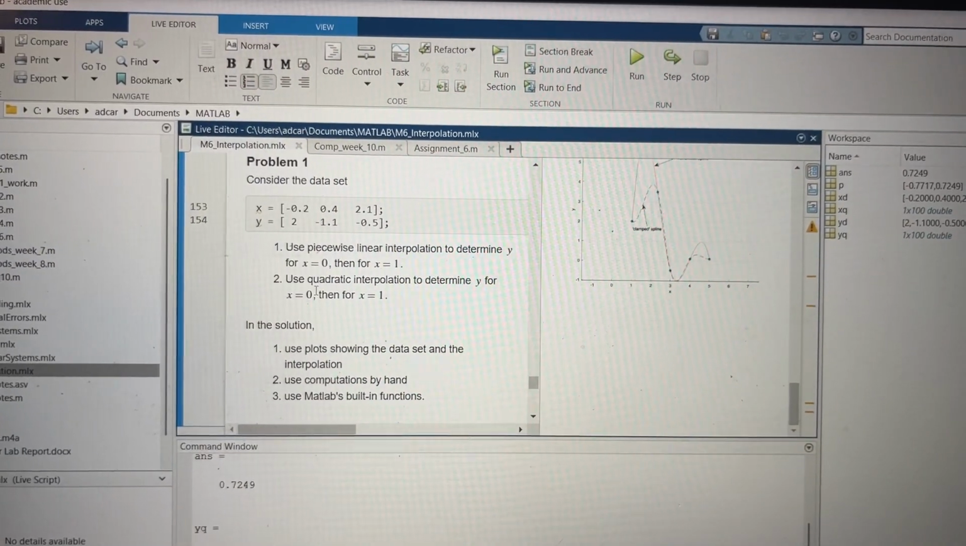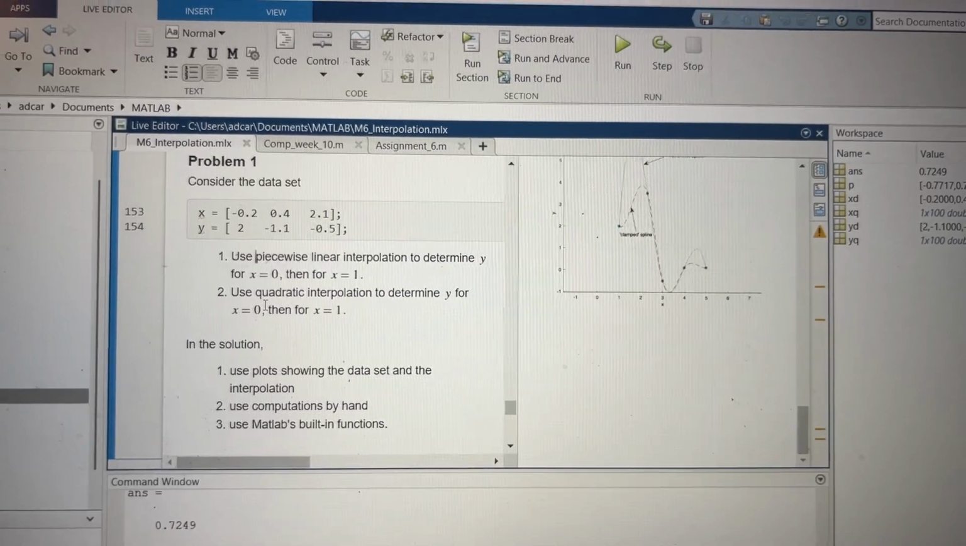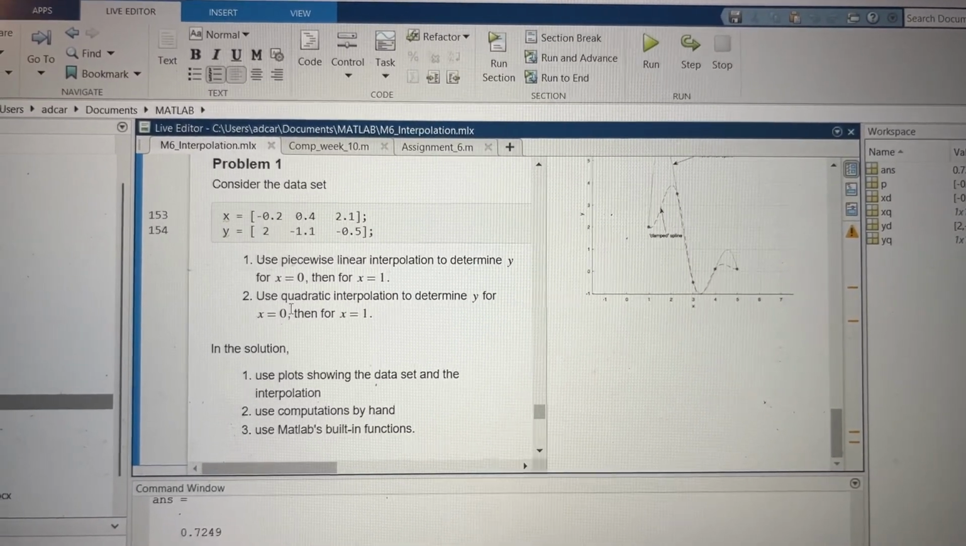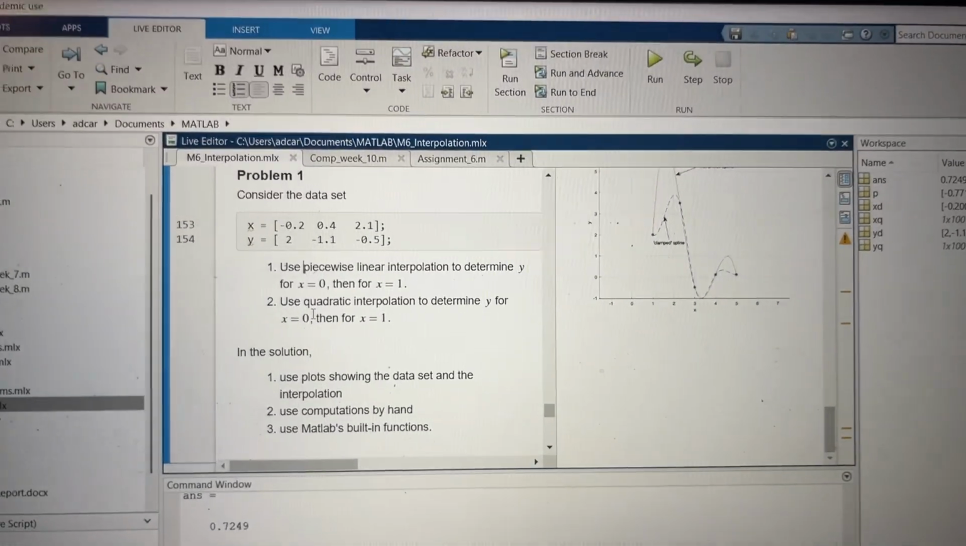Okay, this is my homework for assignment 6. This is problem 1, which uses this data set to solve those two problems right there, which is piecewise linear interpolation and quadratic interpolation, those 3 ways. So I'm going to start with the by hand computations.